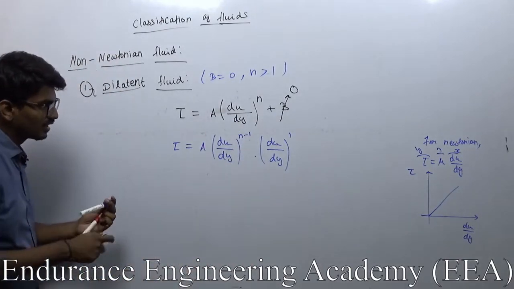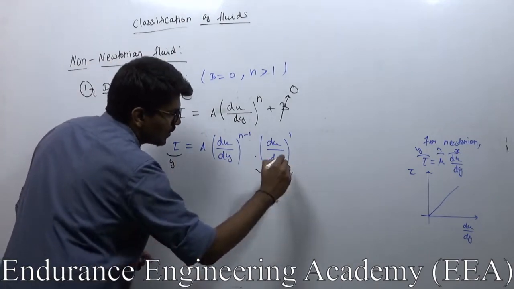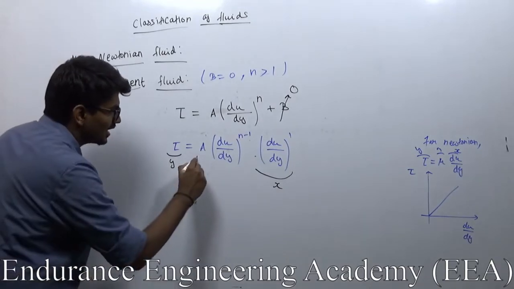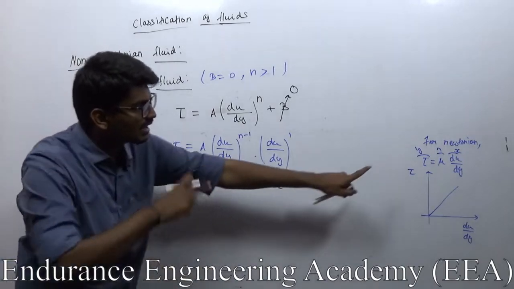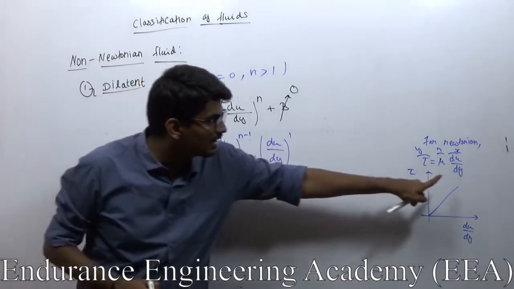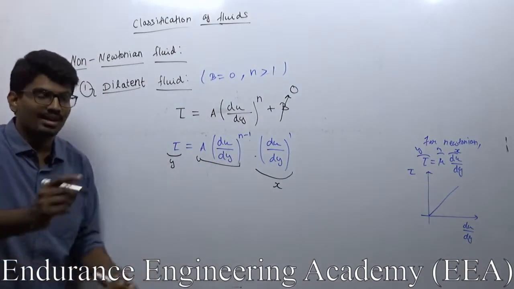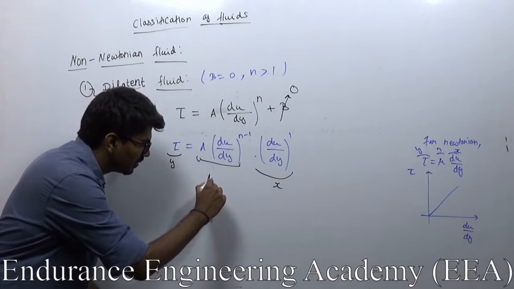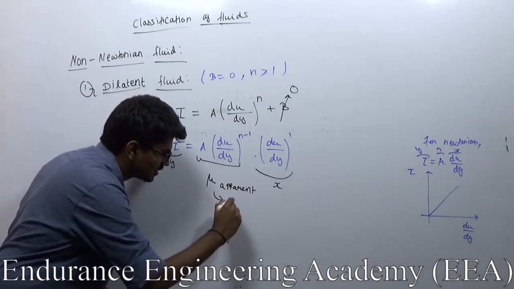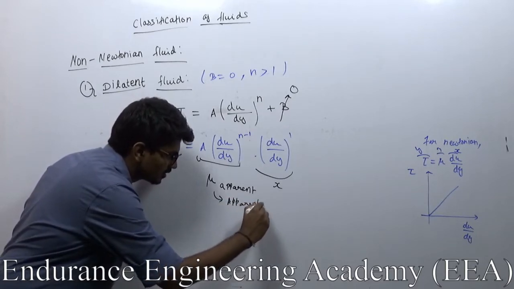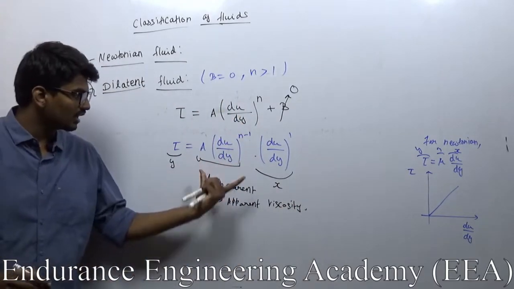And now see, this tau is in the y-axis and du by dy is in the x-axis. So this is the remaining term, right? If I compare these two, tau is there, du by dy is there, and in place of viscosity, I am having this total term, and I am going to take this total term as apparent viscosity. I will call this apparent viscosity.